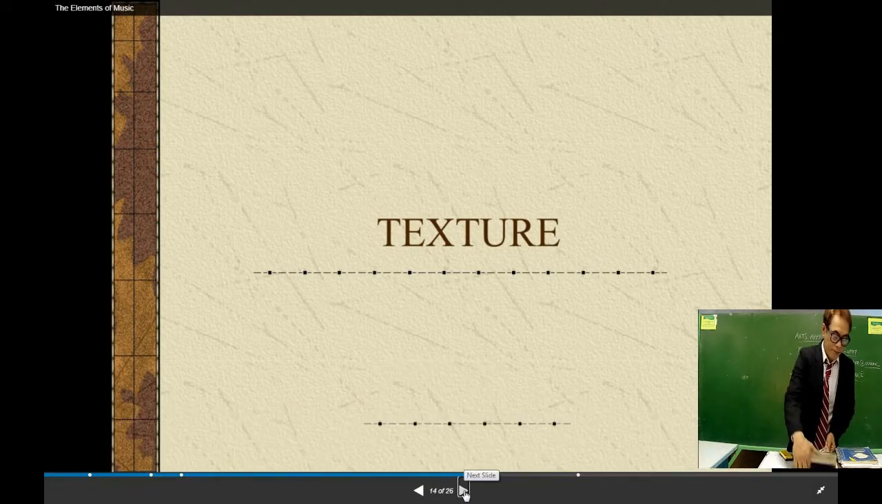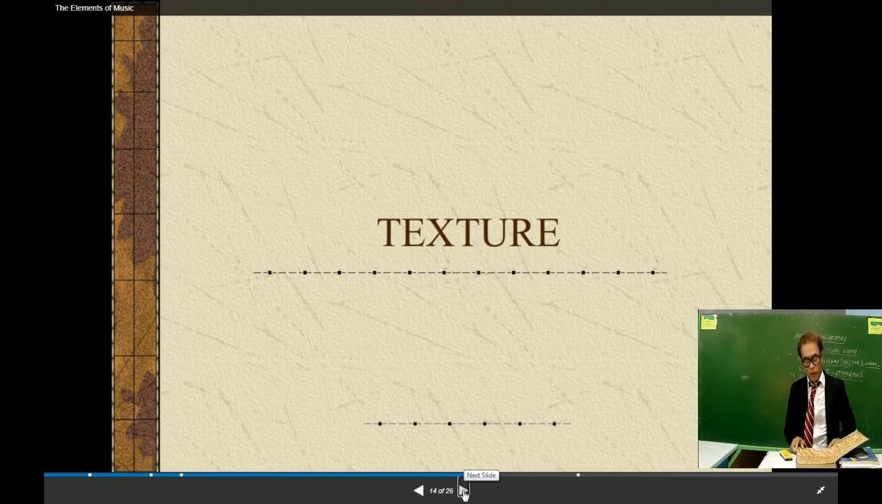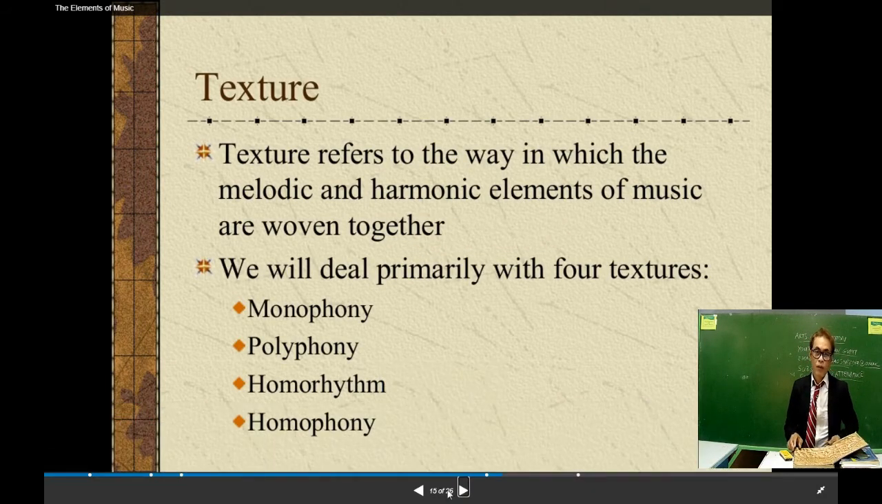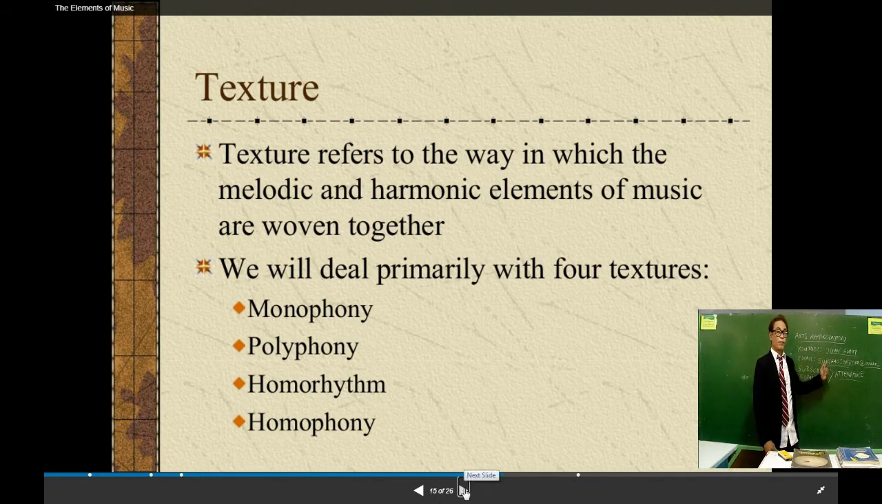What is texture in music? Just hold on a second. Try to touch your face. Is there texture? Is it smooth, rough, or rippled? Well, texture in music is very different because we cannot touch it. In music, texture refers to the way in which the melodic and harmonic elements of music are woven together, just like a basket. We will deal primarily with 4 textures: monophony, polyphony, homorhythm, and homophony.